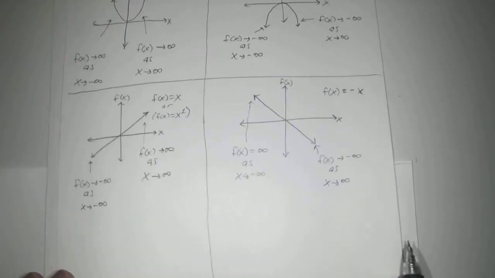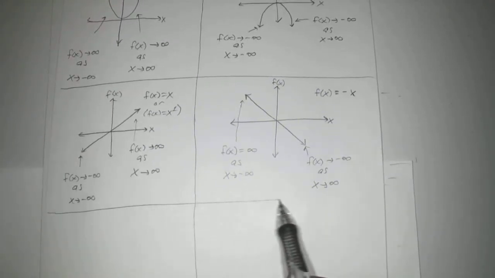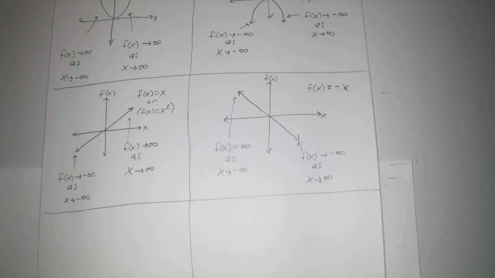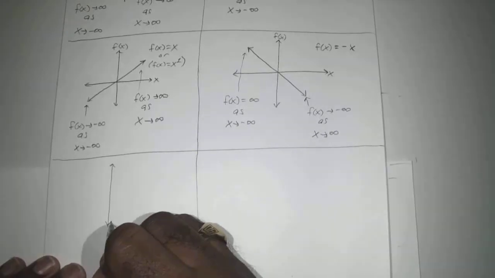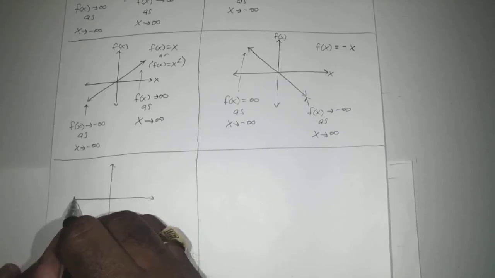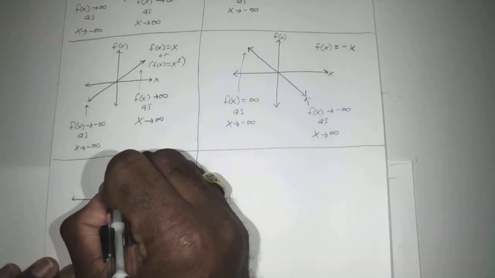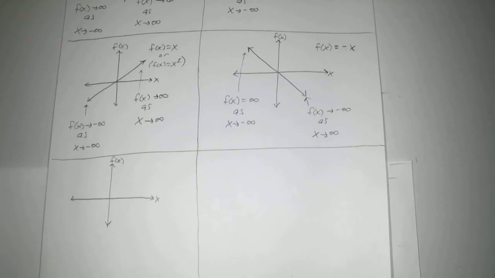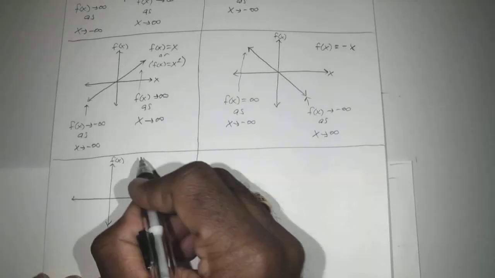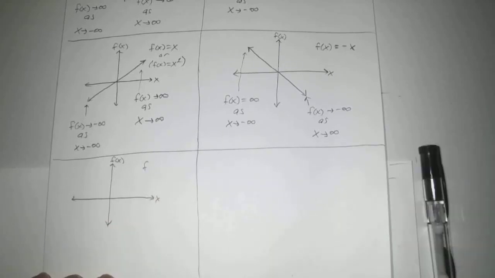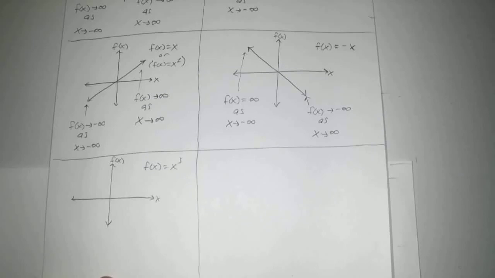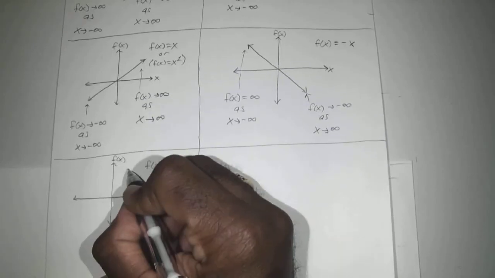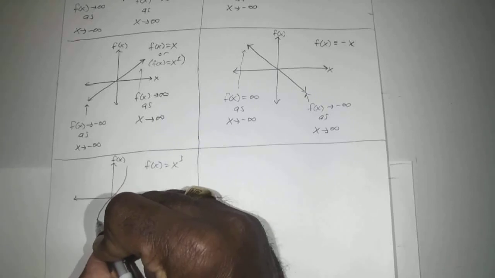Okay, so one more. Let's say we have our xy axis, we have our x, and we have our f of x here. And let's say we want to graph x to the third power. So let me move that over a little bit. F of x equals x to the third power. And x to the third power has a graph that looks somewhat like that.